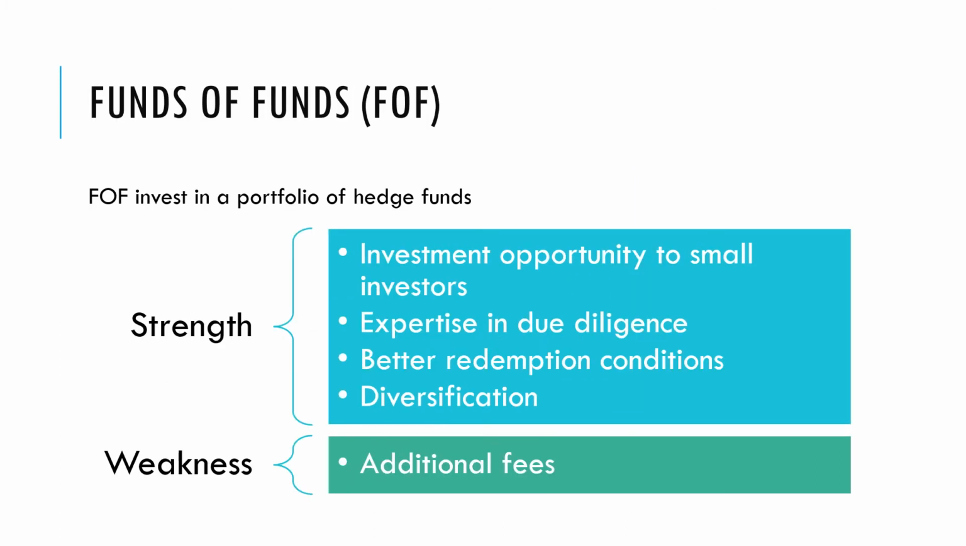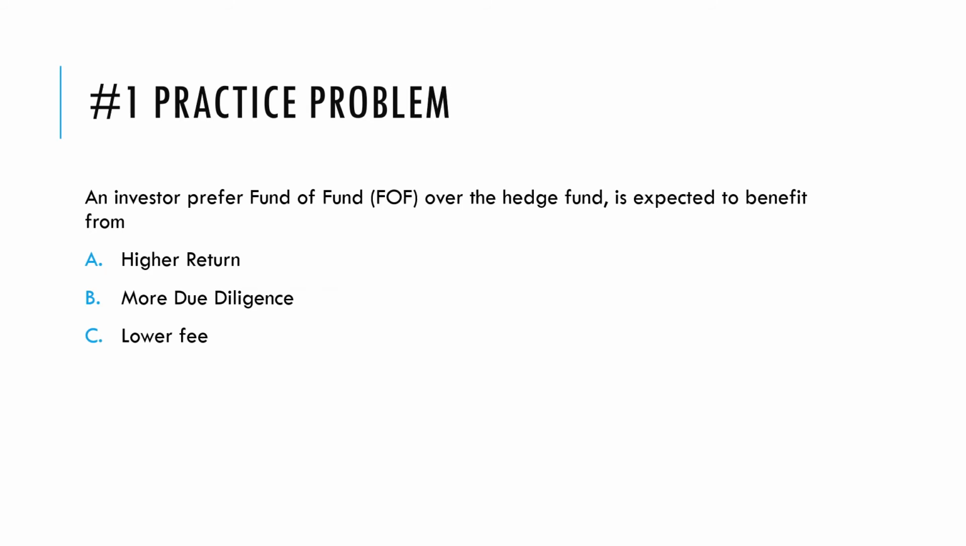Fund of funds (FOF) is another form of hedge fund, in which it invests in multiple hedge funds as a portfolio of hedge funds. It has a number of benefits, but because FOF invests in hedge funds, investors are subject to two layers of fees. The first layer of the fee is charged by the FOF, and another layer is charged by the hedge fund invested by the FOF. This type of question tests your ability to recall the advantages and disadvantages of FOF.